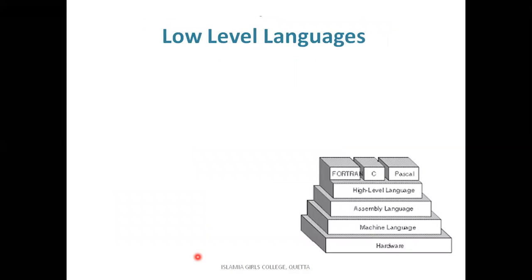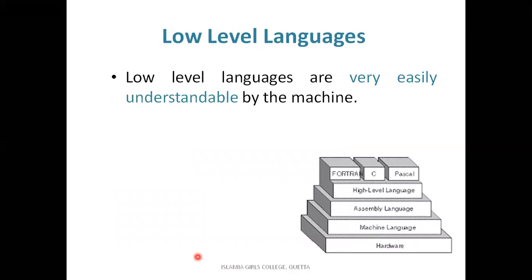First, we will see some characteristics of low-level languages. First is that they are very easily understandable by machine. This means that they might be difficult or very difficult for humans to understand. But for the machines, they are very easy to understand. Assembly language and the machine language both are the types of low-level language, and they are more close to the hardware as compared to the high-level language.